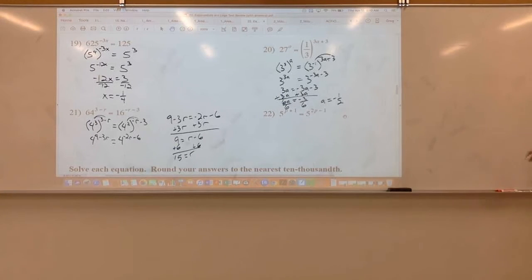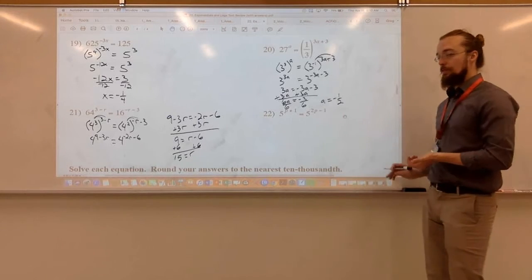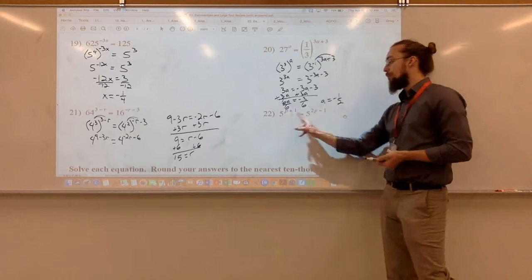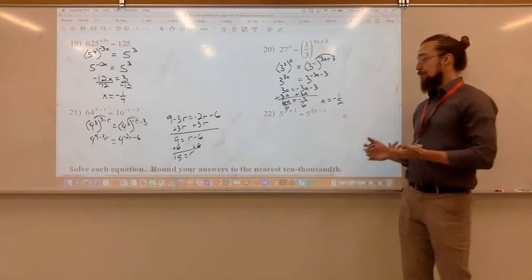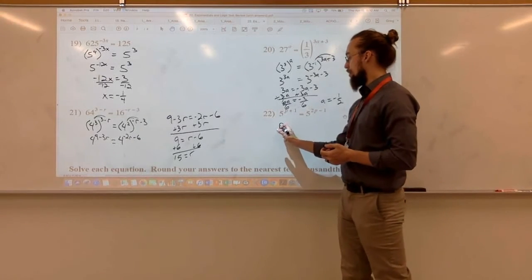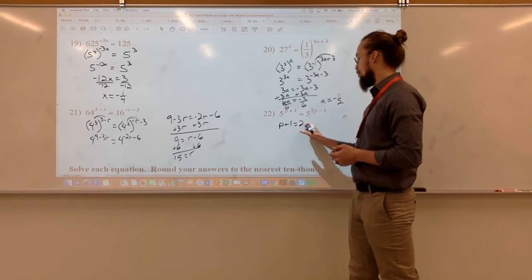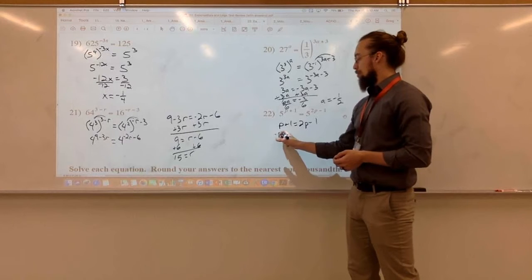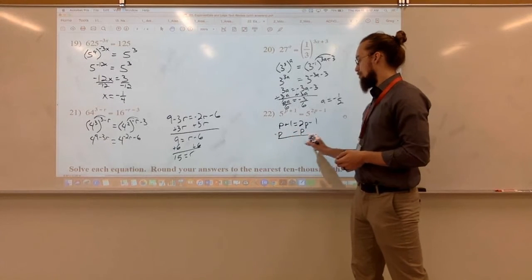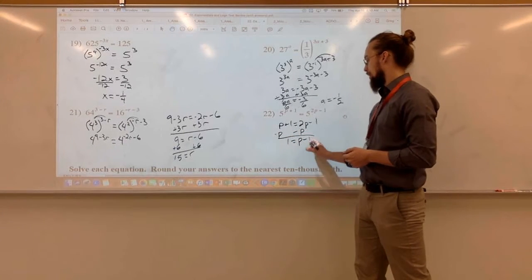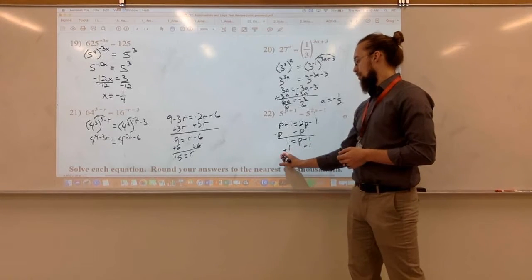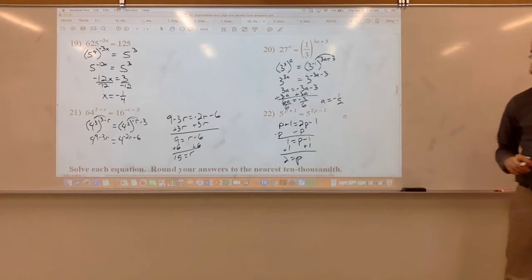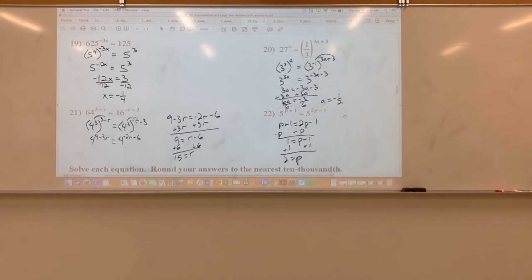And then 22 ended up being the easiest one of all of these because I don't even need to rewrite both sides. Right? They already both have a base of 5. So I can just go ahead and set the exponents equal here. Say p plus 1 equals 2p minus 1. Get the variables on one side, so minus p, then the numbers on the other. So we end up with p equals 2.